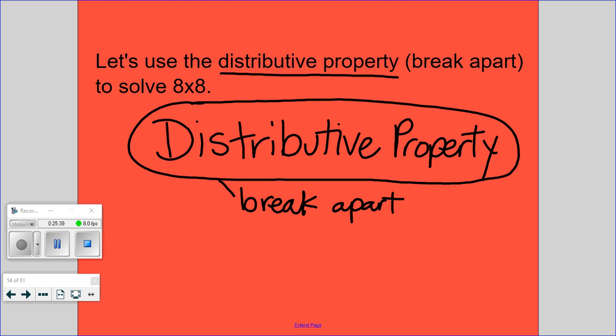Why do you not have a glue stick yet? So how can you solve this problem? Sitting there doing nothing is not helping. So our distributive property, you need to know that's just the fancy math version of saying break apart.